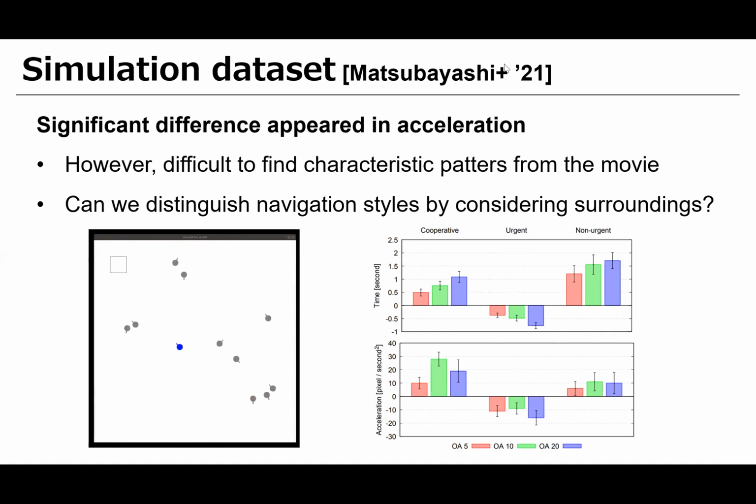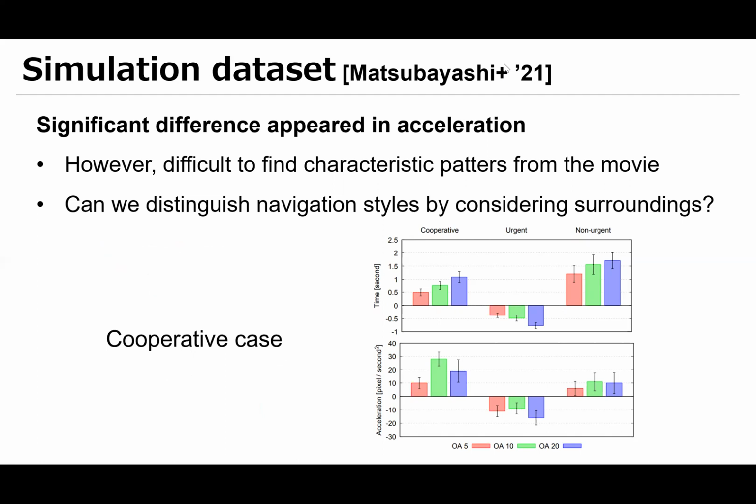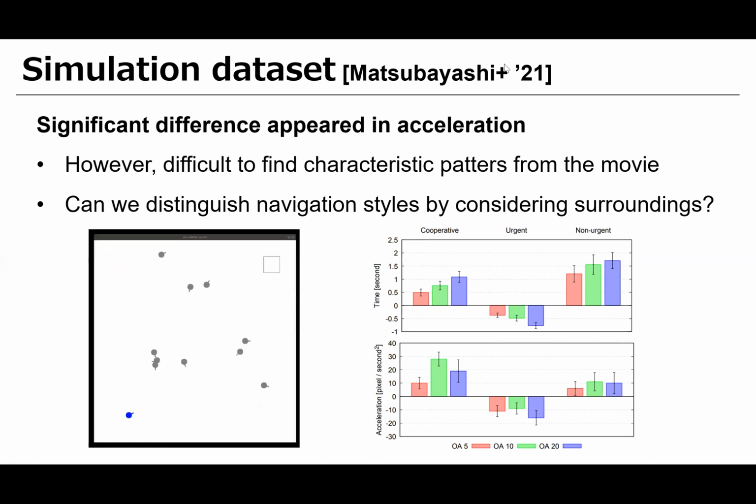This fact motivated us: can we distinguish the navigation styles using surrounding information of the agent? If we can distinguish, we could find patterns to distinguish the navigation styles, and we could discuss what kind of behavior can be regarded as socially aware based on some numerical values.